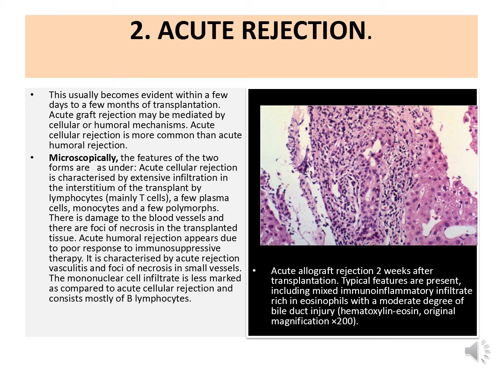So here you see the picture. Under the microscope we see the acute allograft rejection 2 weeks after transplantation. We see typical features including a mixed immunoinflammatory infiltrate, rich with eosinophils, with a moderate degree of bile duct injury. So here we see such a picture. See some cell infiltrates and dystrophic changes within the liver cells.